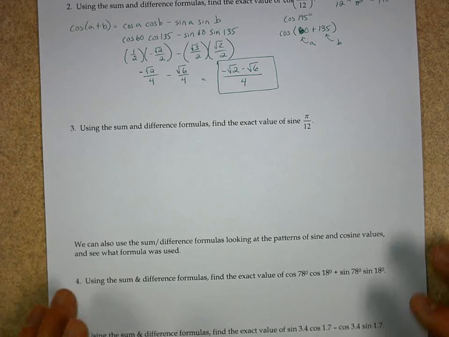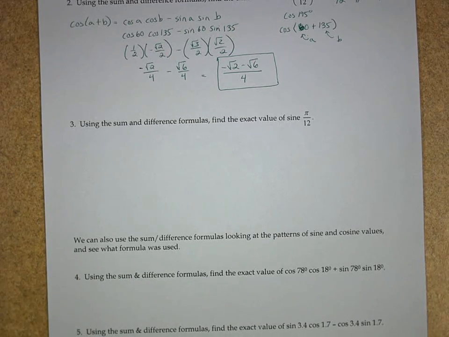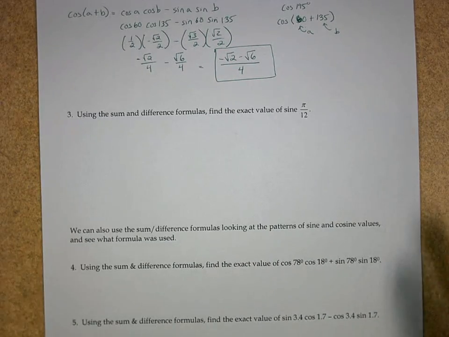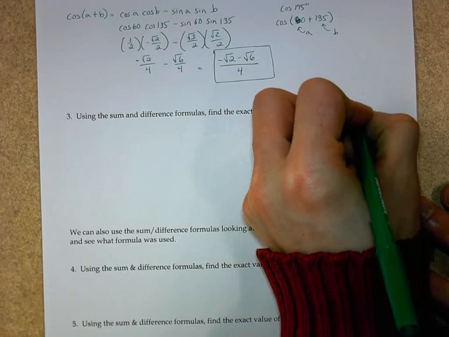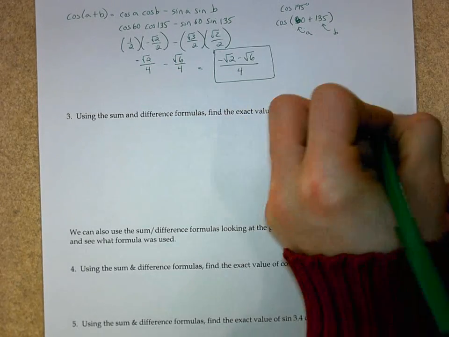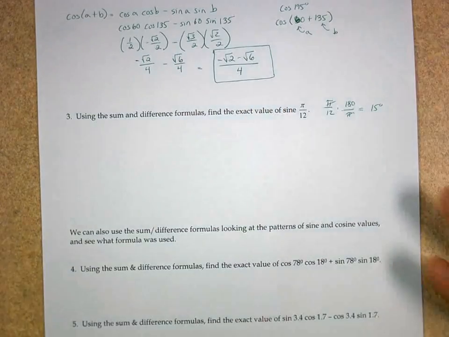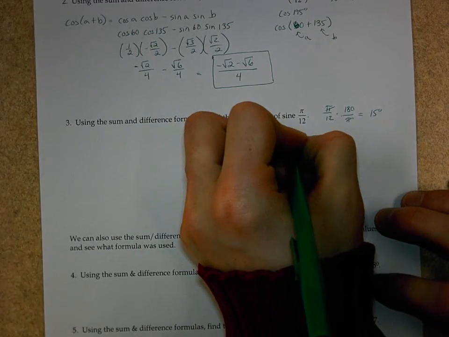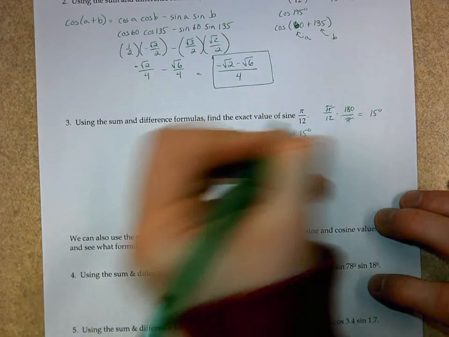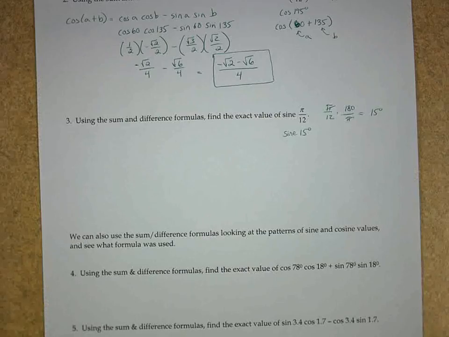The last example of this type is using the sum or difference formula. Find the exact value of the sine of pi over 12. Once again, if you don't know what pi over 12 is, you can convert. So pi over 12 times 180 over pi. Pi's cancel out. 180 divided by 12 is 15 degrees. So really what I'm asking for is the sine of 15 degrees.